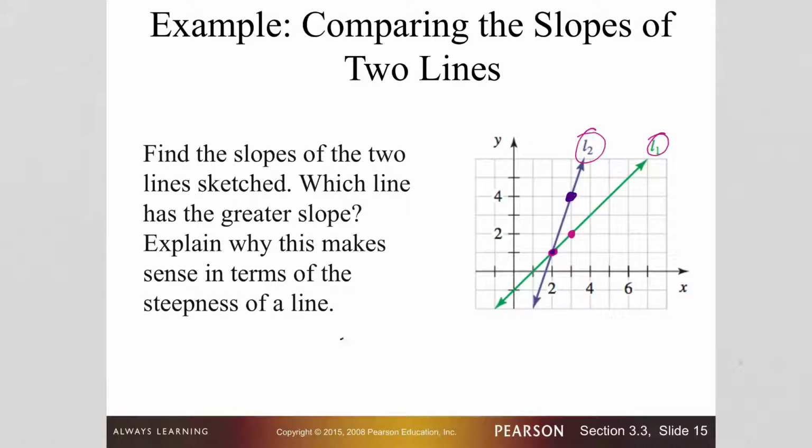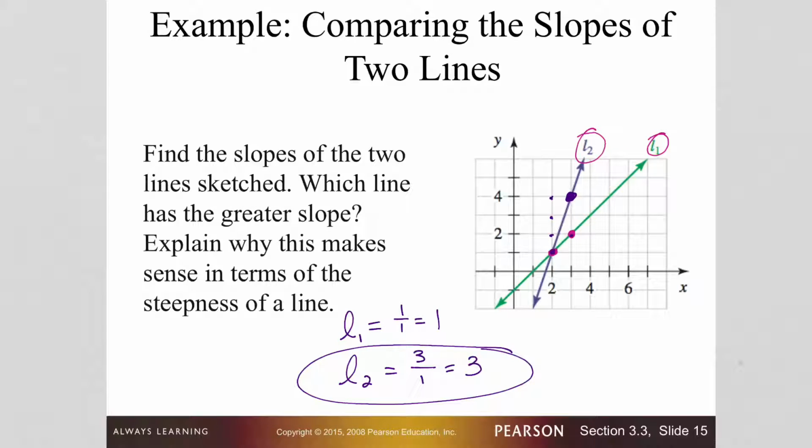So on line 1, I have up 1, right 1. That's 1 over 1, which is a slope of 1. On line 2, I go up 1, 2, 3, up 3, to the right 1. That's a slope of 3. So line 2 is steeper.